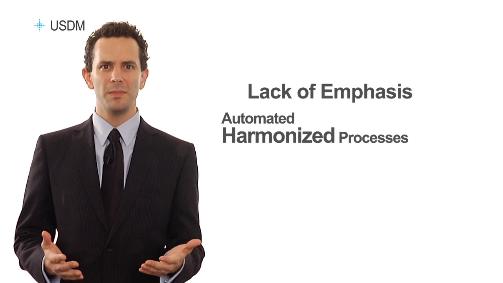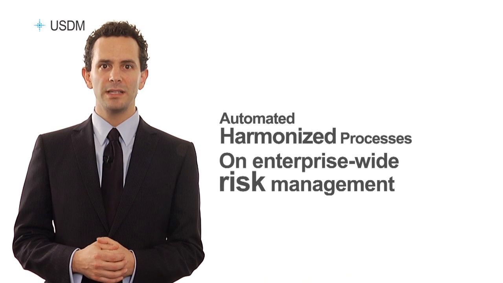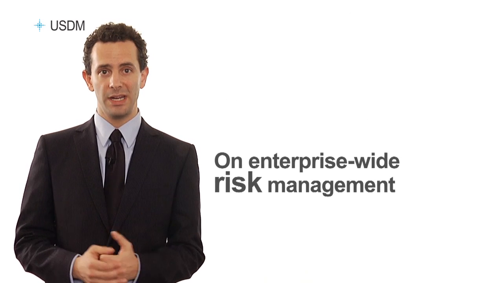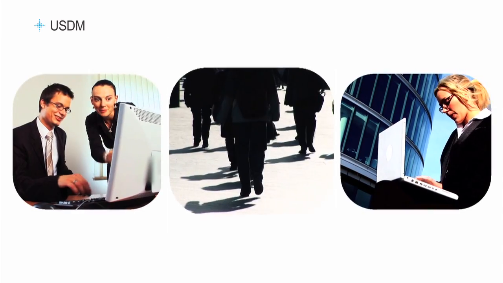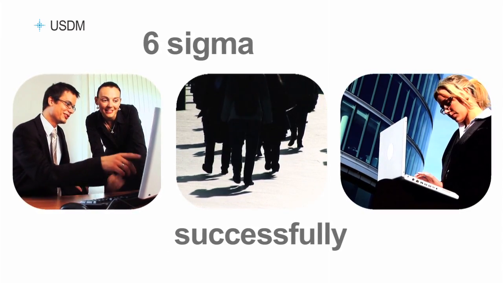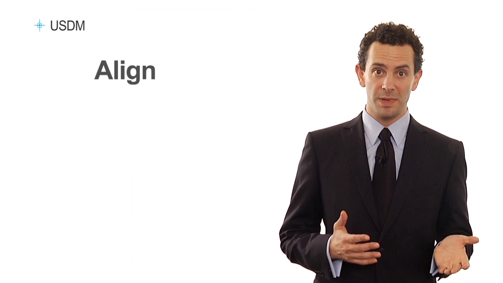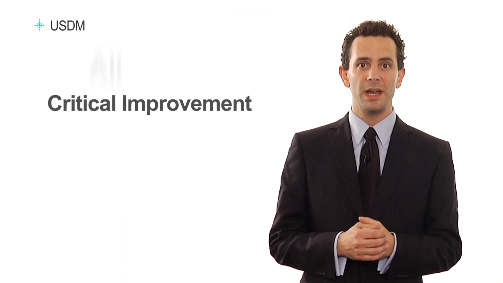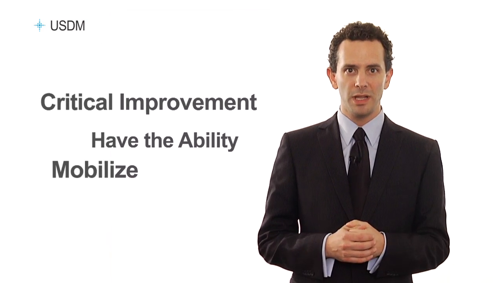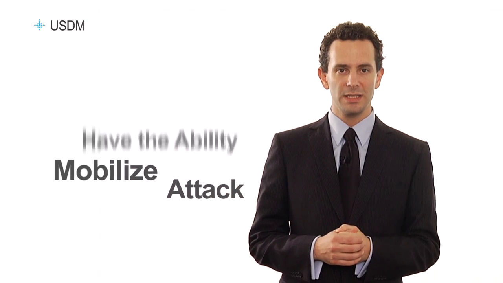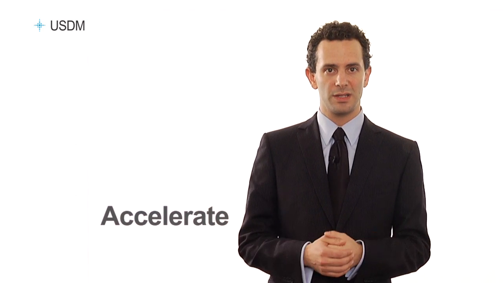Another pitfall of many life science companies is a lack of emphasis on automated, harmonized processes as well as on enterprise-wide risk management. To meet the regulatory and business challenges related to quality management systems, many companies have employed Six Sigma successfully since its introduction by Motorola in 1986. The system has helped the life science companies align their business strategies with critical improvement efforts, to have the ability to mobilize teams to attack high-impact projects, and accelerate improved business results.